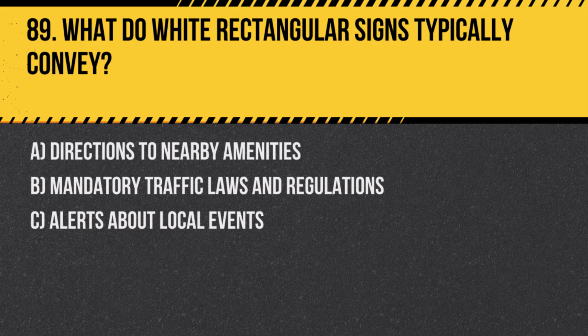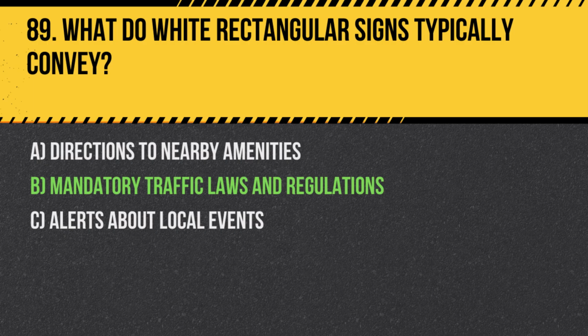Question 89. What do white rectangular signs typically convey? A. Directions to nearby amenities. B. Mandatory traffic laws and regulations. C. Alerts about local events. Answer: B. Mandatory traffic laws and regulations.